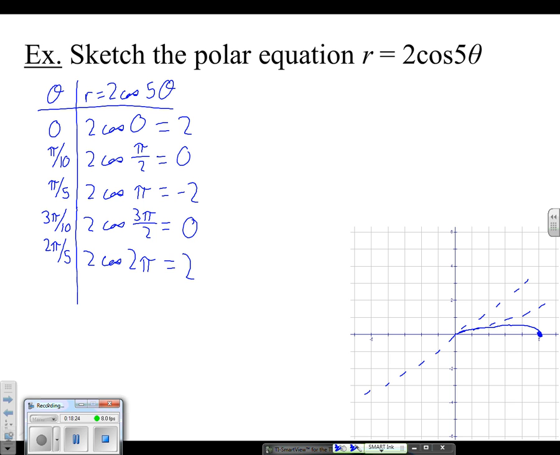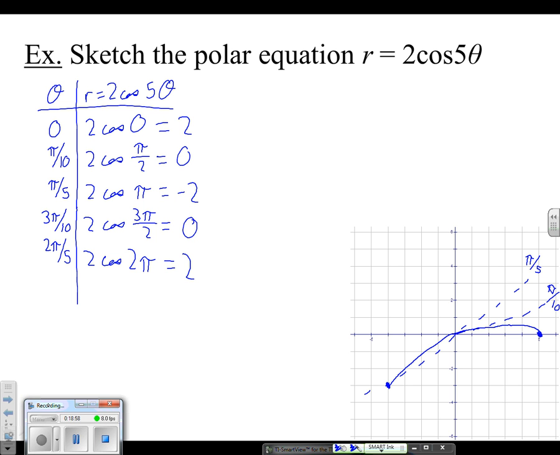As my angle goes from pi over 10 to pi over 5, in fact, let me label those. My radius is going from 0 out to 5, out to -5. So when theta is pi over 5, I'm going backwards 5 units. I'm going to be, I don't know, back here somewhere. And this curve, and it is a nice smooth curve, it's going to curve out like this.